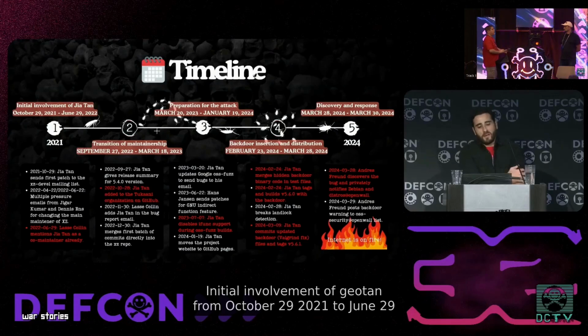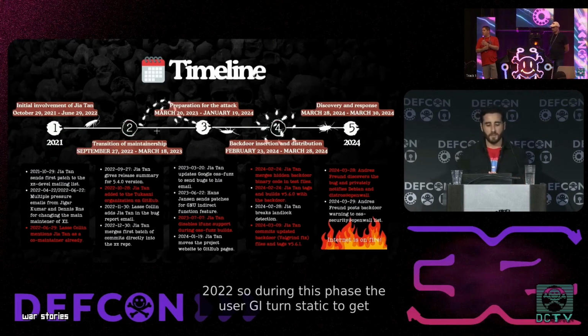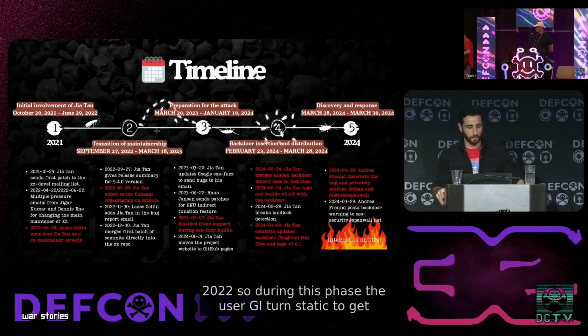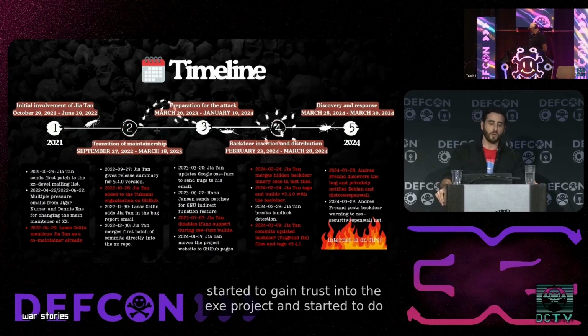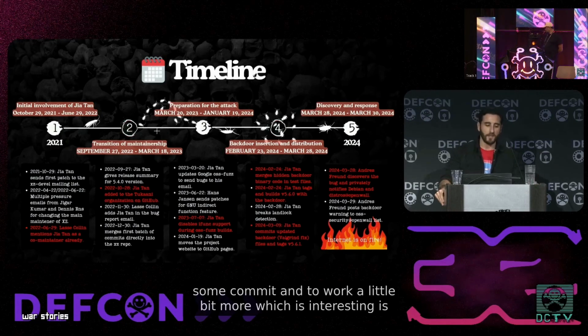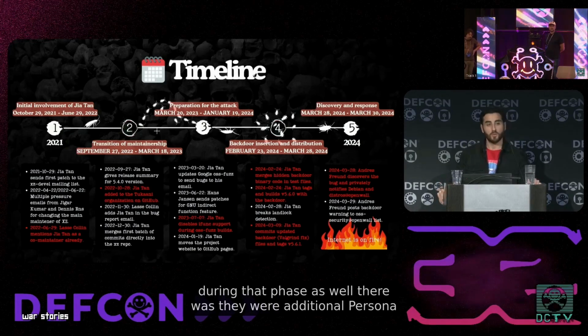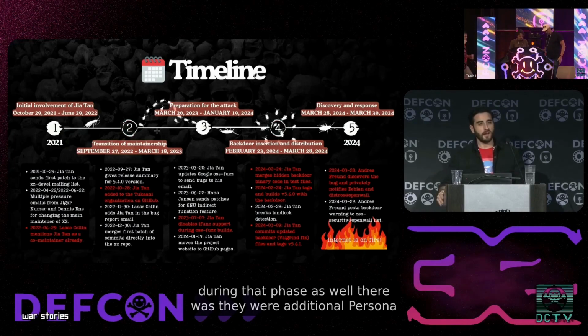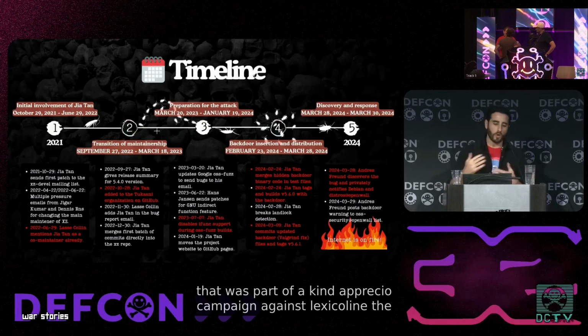Okay, I now want to talk about the timeline. It's a bit heavy, so I split the timeline into 5 different phases. The first phase, which I called initial involvement of Jia Tan, runs from October 29, 2021 to June 29, 2022. During this phase, the user Jia Tan started to gain trust in the XZ project and started to do some commits and work a little bit more.